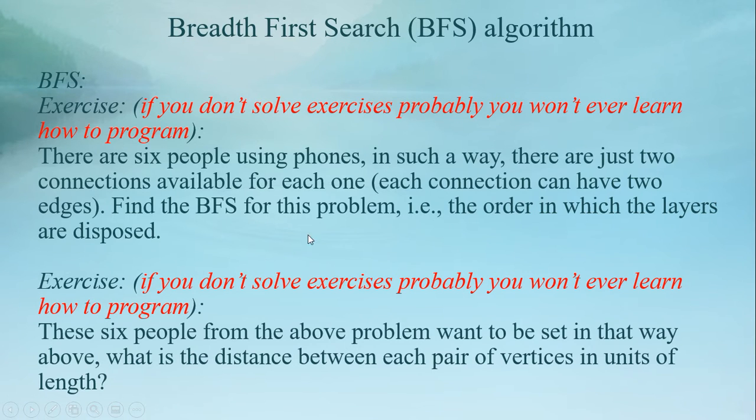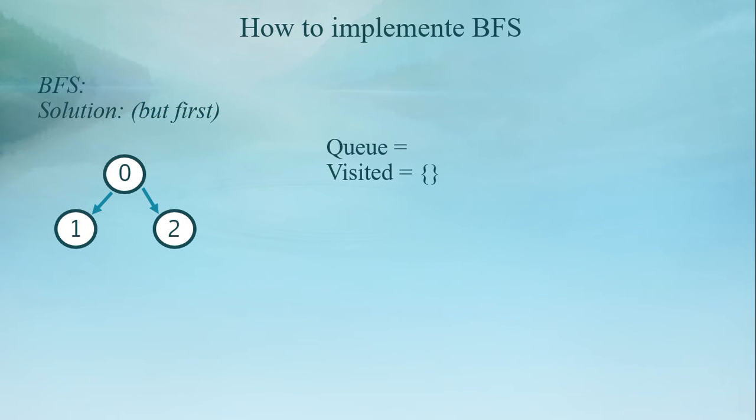So here are 2 exercises I recommend you to do. But first, there are 6 people using phones, in such a way that there are just 2 connections available for each one. I'm just giving an example of how you can use the BFS to solve problems. So we find the order in which the layers are disposed, and the following exercise I recommend you to do. So let's go and see how it really works, this algorithm that's based on graphs.